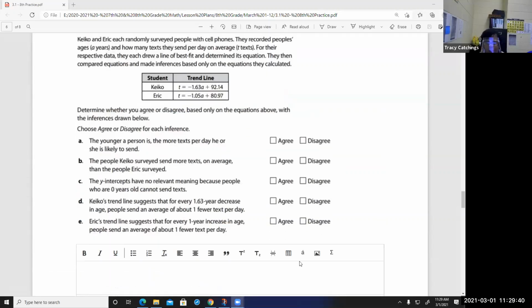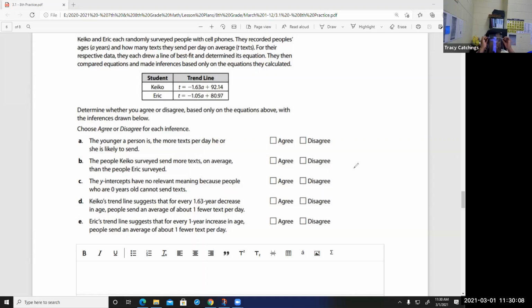All right, number 9. Kiko and Eric each randomly surveyed people with cell phones. They recorded people's ages, in years, and how many texts they send per day on average, T. For their respective data, they each drew a line of best fit and determined its equation. They then compared equations and made inferences based on the equations they calculated. Determine whether you agree or disagree based on the equations above with the inferences drawn below.